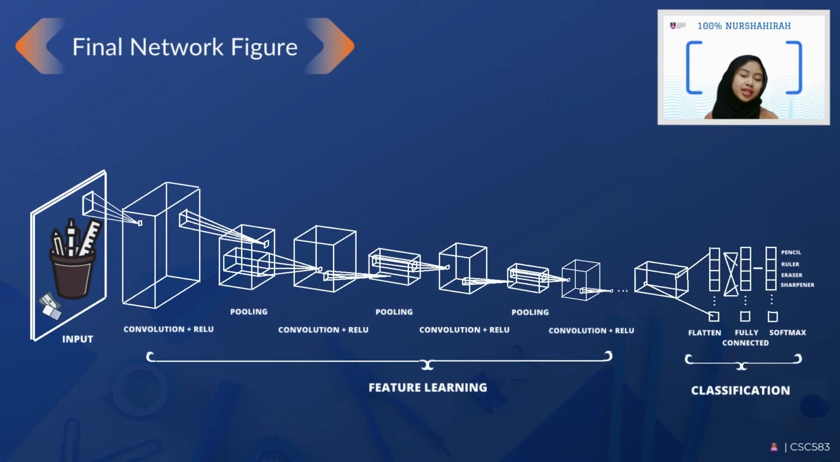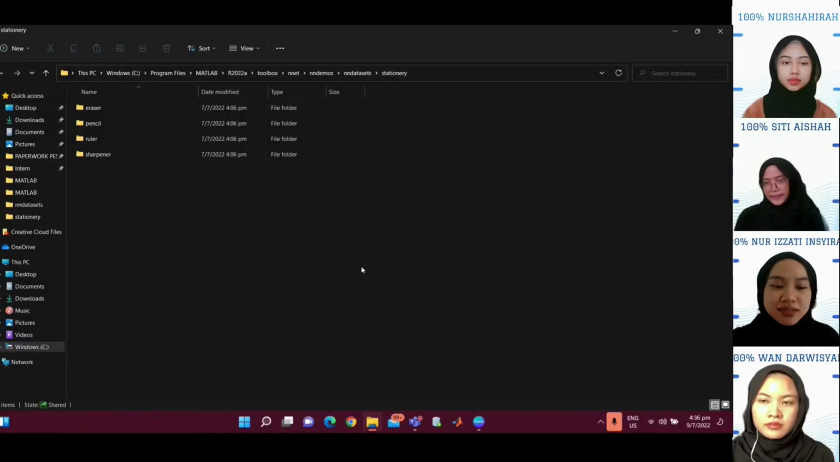So this is our final network figure. For the input, we have the image of a stationery, and for the feature learning, we have 4 convolution plus ReLU with 3 pooling layers. And for the classification, we have flattened, fully connected, and softmax. Next, we also increase the filter size and the number of filters for the convolutional layer. For example, from 18 2 times 2 convolution plus ReLU to 38 3 times 3 convolution plus ReLU.